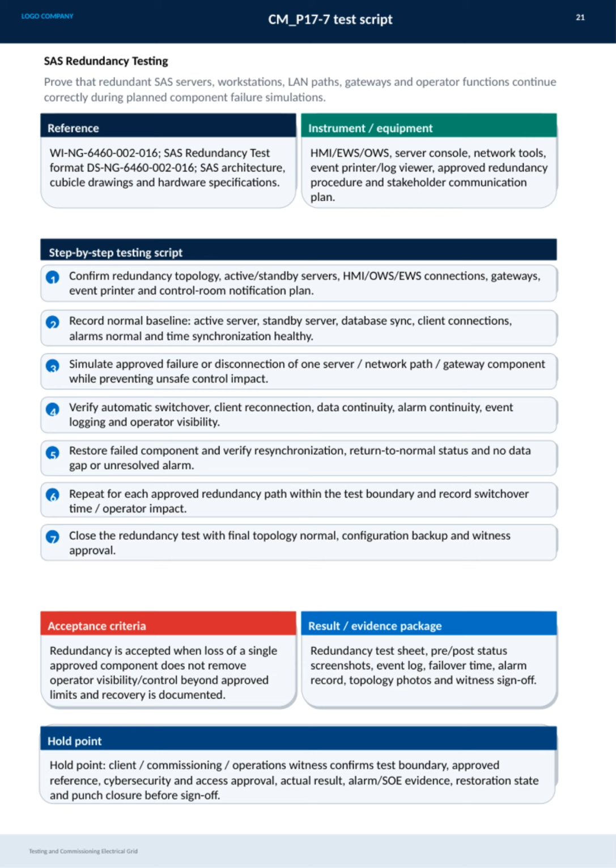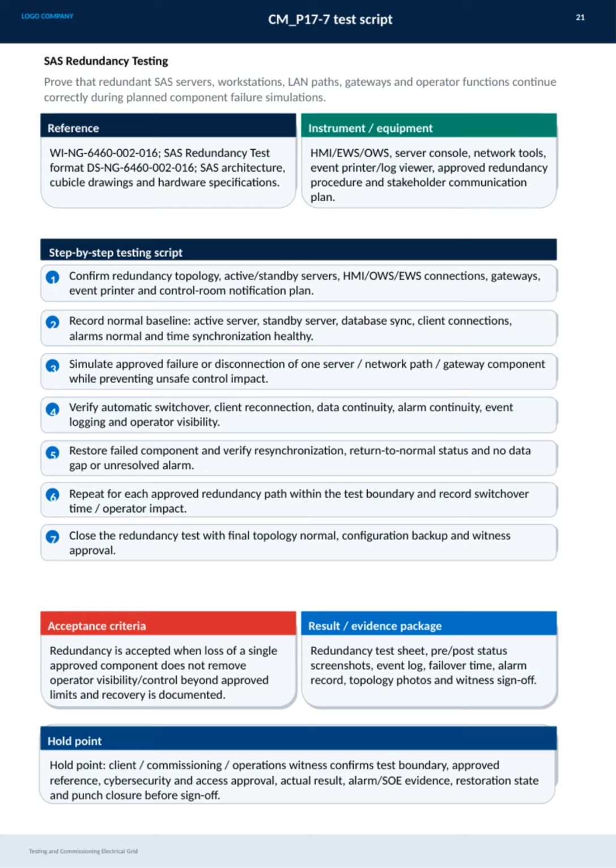Then, we simulate an approved failure of one component while making sure there's no unsafe control impact. During this, we verify automatic switchover, client reconnection, data continuity, and operator visibility. After that, the failed component is restored and resynchronization is checked. We repeat this for all redundancy paths and record critical data like switchover times and operator impact.